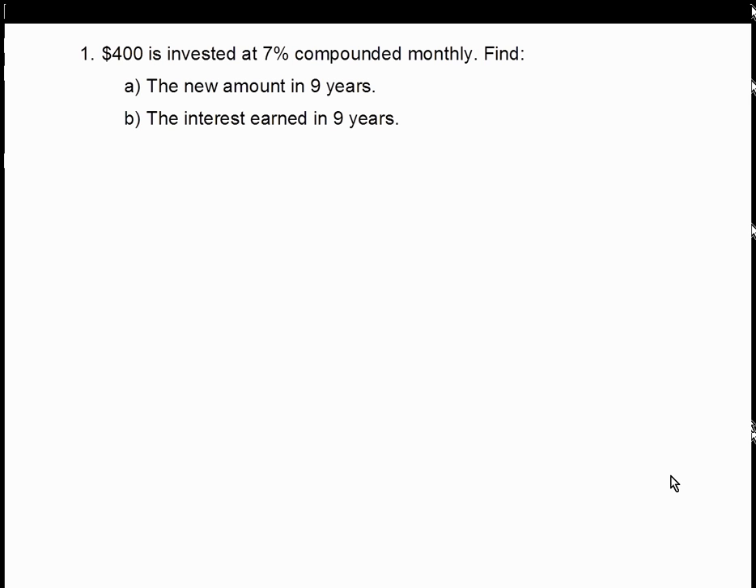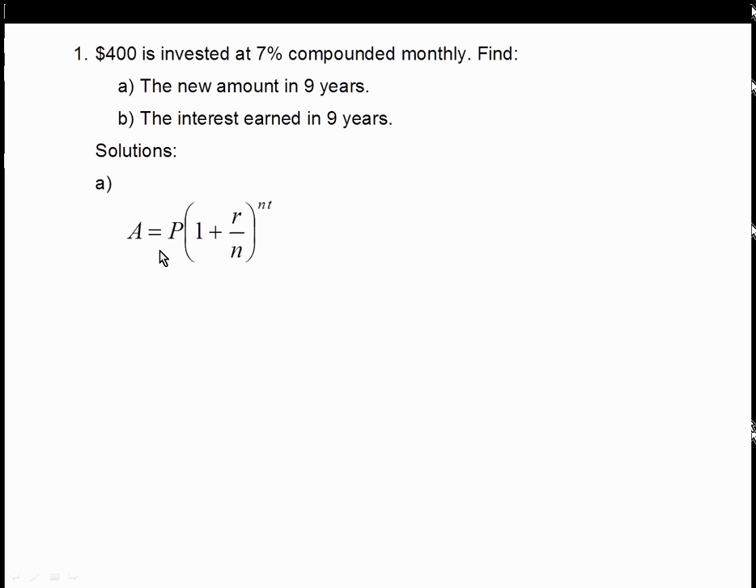Number 1 says, $400 invested at 7% compounded monthly. Find in Part A the new amount in 9 years, and in Part B the interest earned in 9 years. When you're doing the problems, be careful about which one you're finding. Are you finding the amount or the interest? For Part A, we're using A = P(1 + r/n)^(nt).